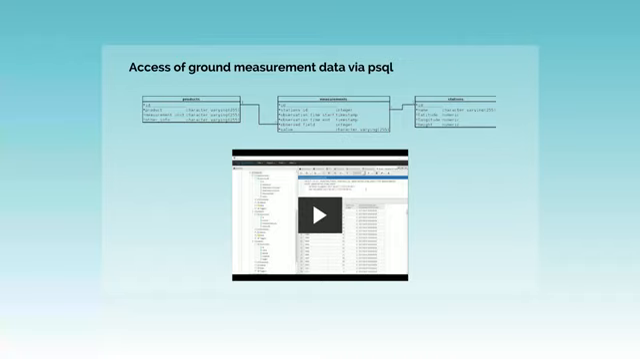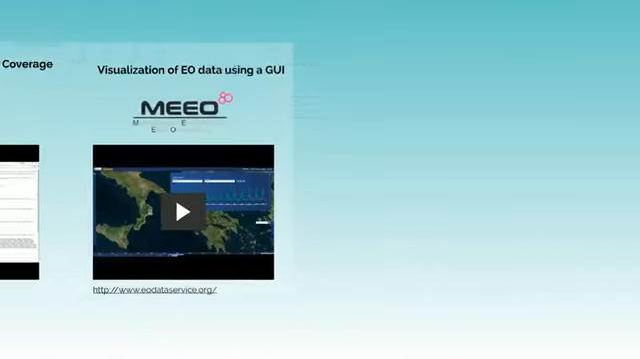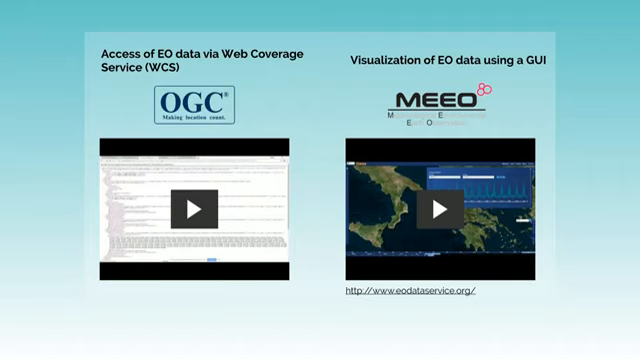How can we access Earth observation data? We can access EO data using the Open Geospatial Consortium's web coverage service or graphical user interface. For both, I have prepared a video which we're going to watch. What is WCS? WCS provides an interface to request the raster source of a geospatial image. It allows complex querying and enables clients to select and extract just a portion of the information they need.